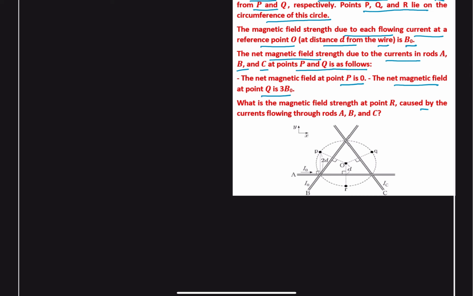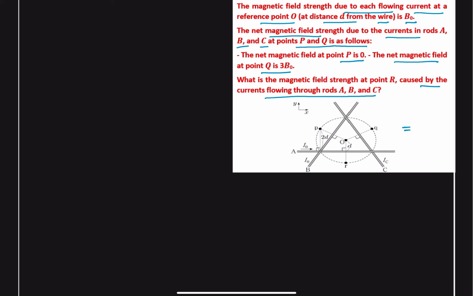So this is the basic figure. Three rods A, B, C are arranged such that they form an equilateral triangle, and a circle is drawn through 3 points P, Q, and R. The distance between P and the point of intersection of rods A and B is 2d, and similarly for the other ends it will also be 2d. So this is the basic diagram, and we have to find the magnetic field strength at point R.